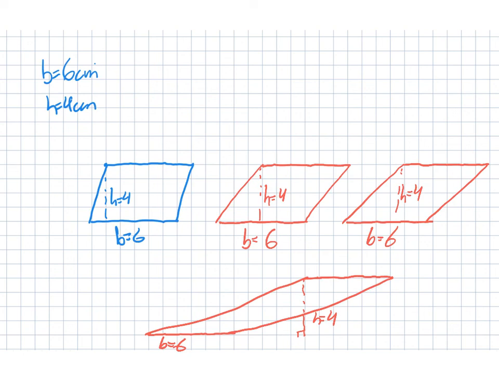But the perimeter will be much different, because your base here is 6, the length of this is 6, but the length of this side is much different than the length of this side. So although your area is the same, the perimeter is different.